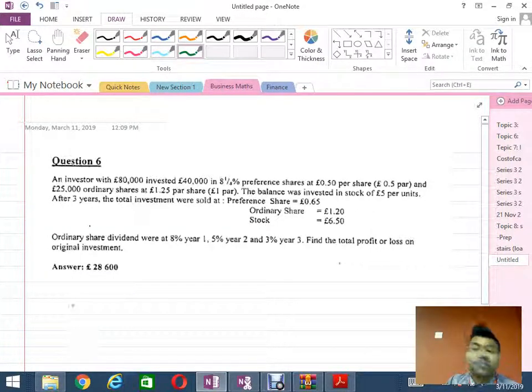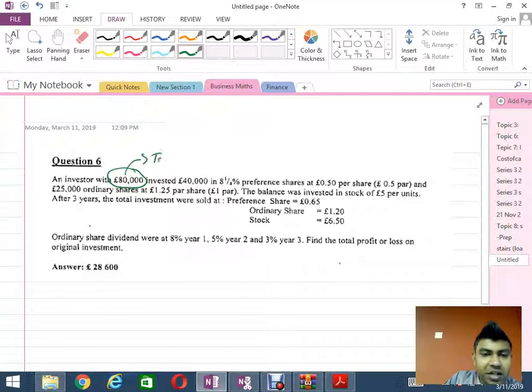Look at that. An investor with 80,000 invested. Now this 80,000 is actually your total investment, okay? And then they say invested 40,000. Be careful. Now look at that. 40,000 in what? Preference shares.